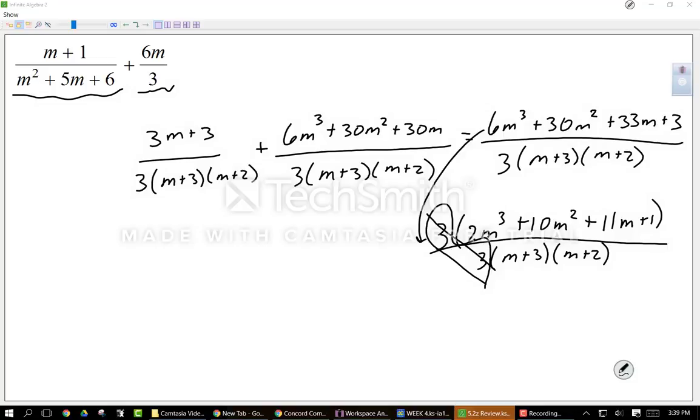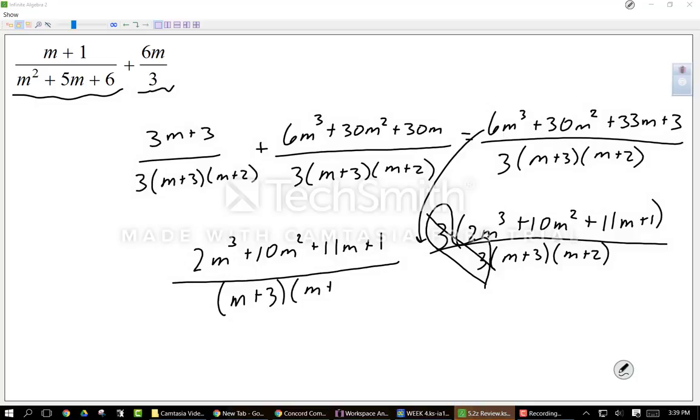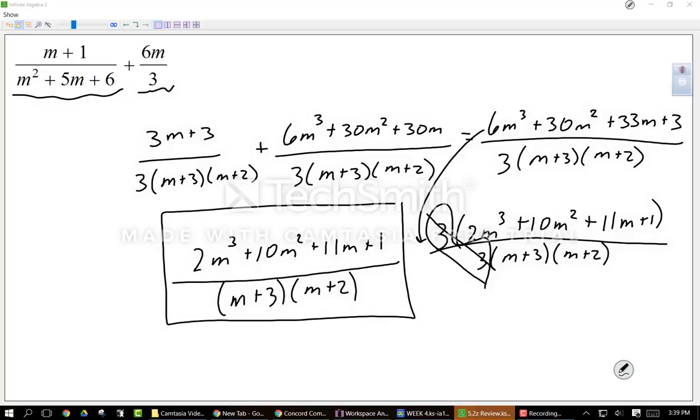So let me just rewrite it. I get 2m to the 3 plus 10m squared plus 11m plus 1 over m plus 3 m plus 2. And that's your final answer.